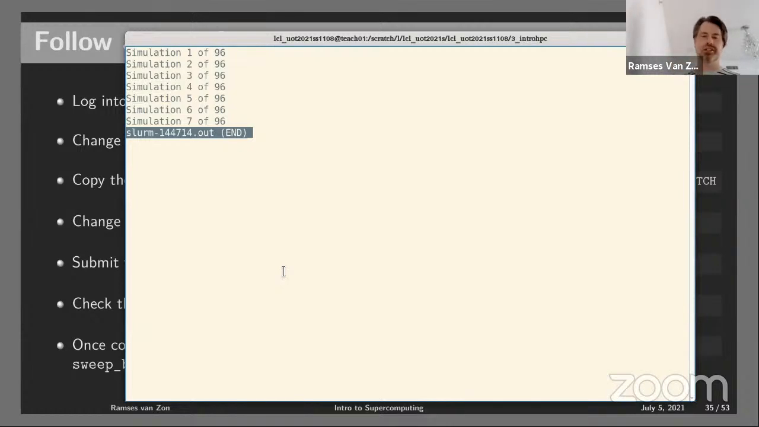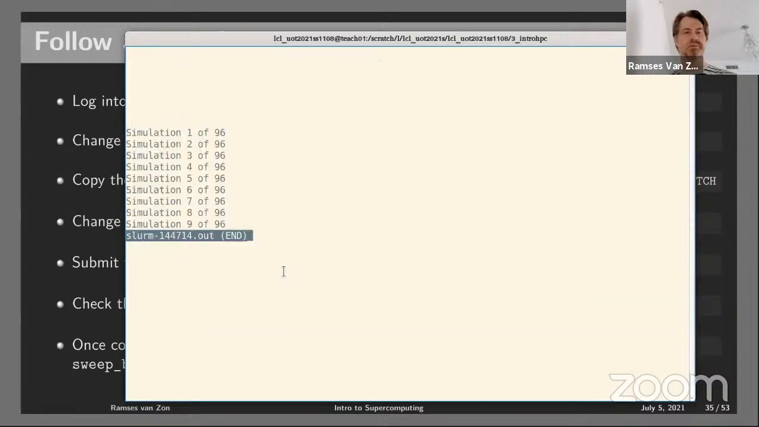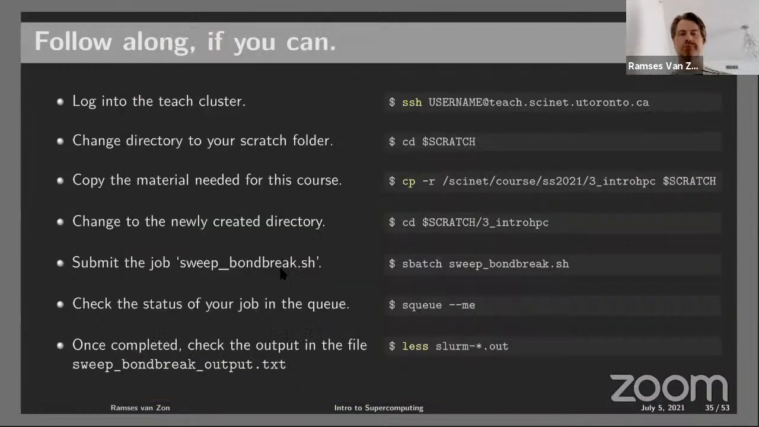This is a bunch of simulations. I'm going to try and find a logical break here. But this is a bunch of simulations that it will do in serial, and we will eventually do them in parallel.